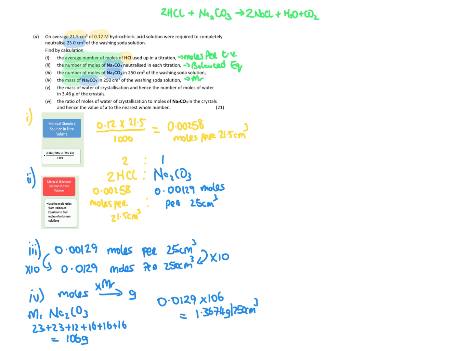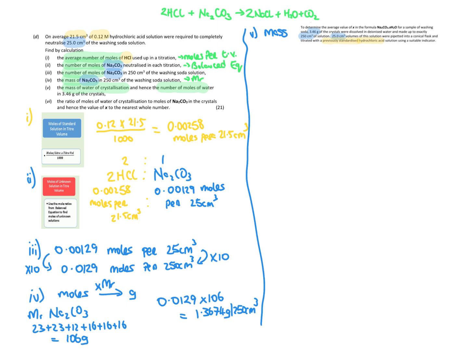Right, so let's move along to part 5. Let's take a look. Part 5 asks for the mass of water of crystallization and hence the number of moles of water in 3.46 grams of your crystals. So the first part here is they're asking for mass, and the second part is that they're asking for moles. So let's do this. So for part 5, the first part they're looking for the mass of water of crystallization.